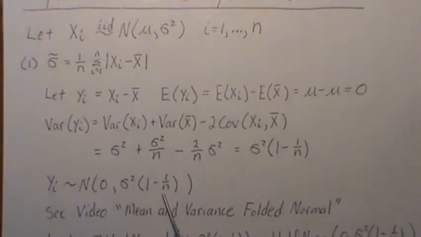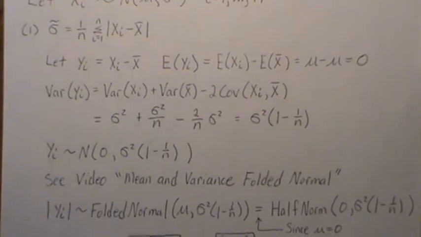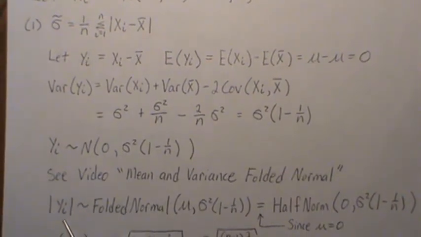Now I'm going to reference a video, the mean and the variance of a folded normal distribution, and I actually just put a video out after I had already written this video up, the mean and the variance of a half normal. Both are applicable, and you'll see why in a second. The absolute value of yi, where yi is normally distributed, is what's called a folded normal distribution, and it has the parameters mu and variance, whatever the original were. But here the mean is 0. So it ends up being what's called a half normal distribution, and it only has one parameter, the variance of the original data.